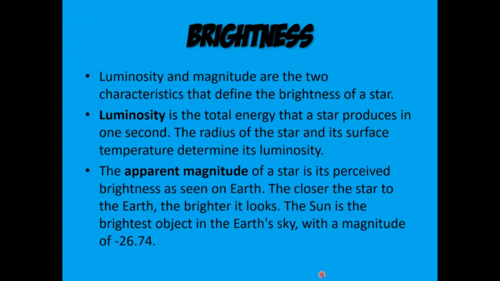The apparent magnitude of a star is its perceived brightness as seen on Earth. The closer the star to the Earth, the brighter it looks. The sun is the brightest object in the Earth's sky with a magnitude of negative 26.74. And then, wala palang degrees yun, I'm sorry.